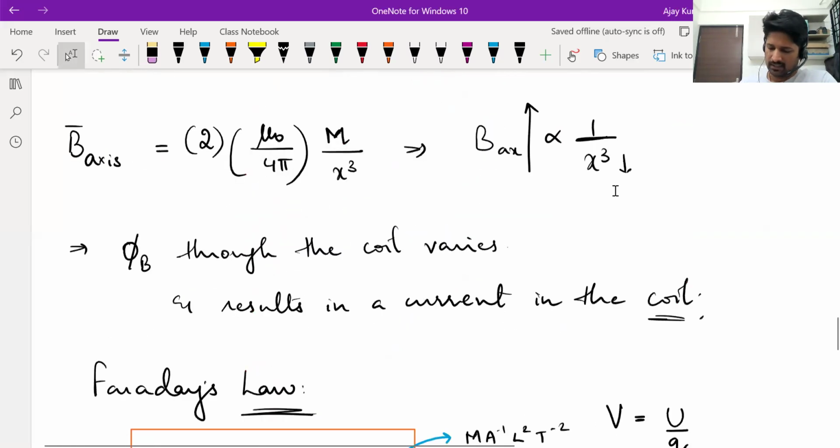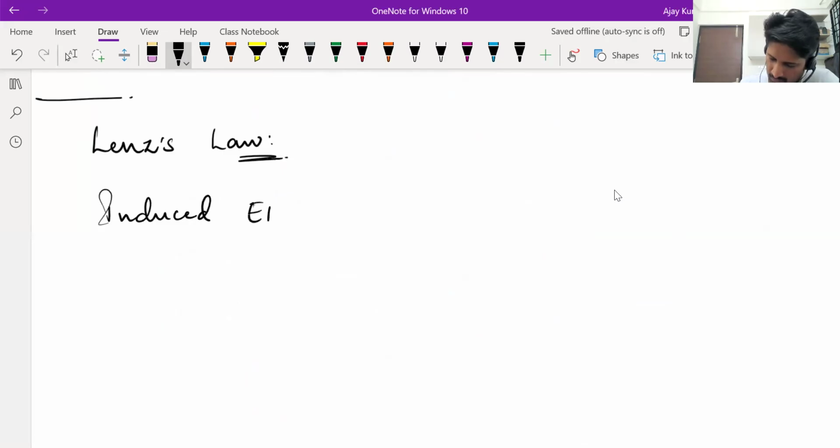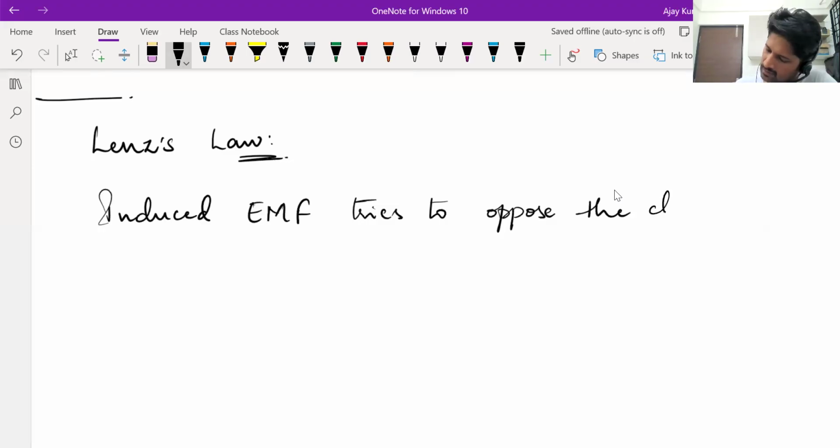And what he said was, induced EMF, that is the EMF generated by the changing magnetic flux. Induced EMF tries to oppose the change in magnetic flux through the coil.